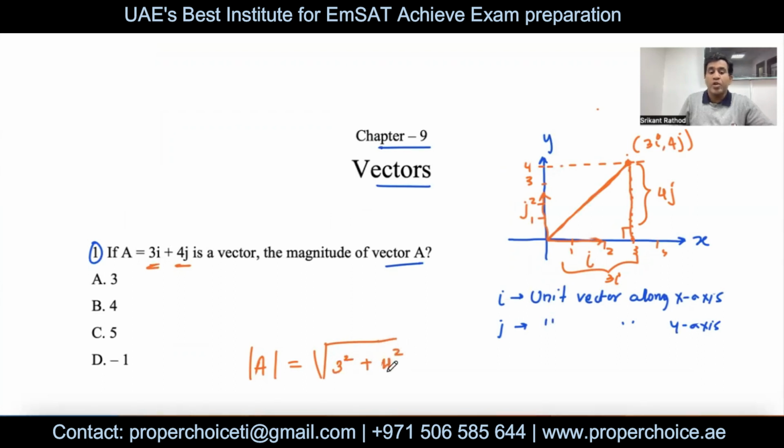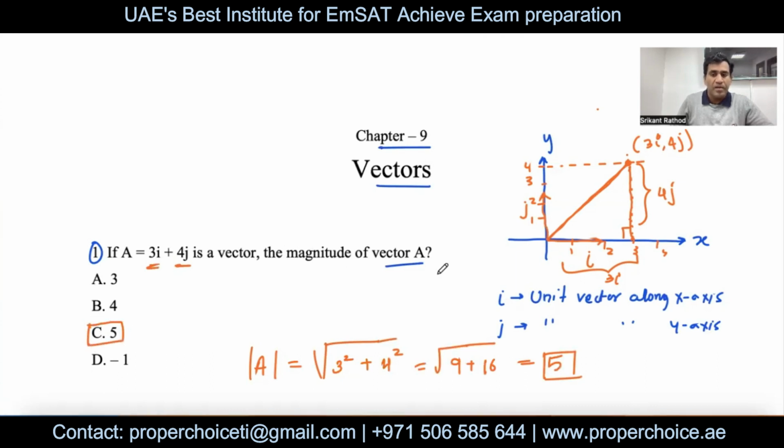Don't put i and j along with that, just take numbers. So that gives me square root of 9 plus 16, or else it's just a calculator part, okay? So square root of 9 plus 16 gives me 5. So I must say the magnitude of the vector 3i plus 4j is going to be 5, and that's what they are expecting us to solve.